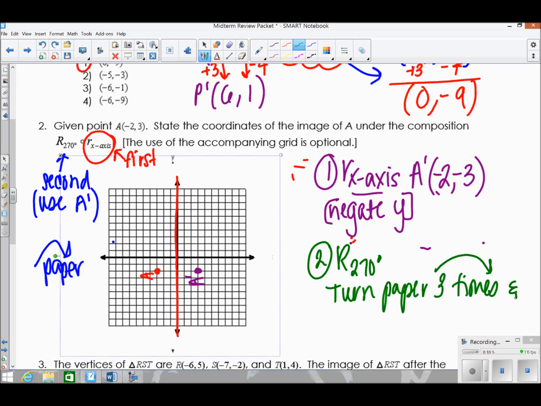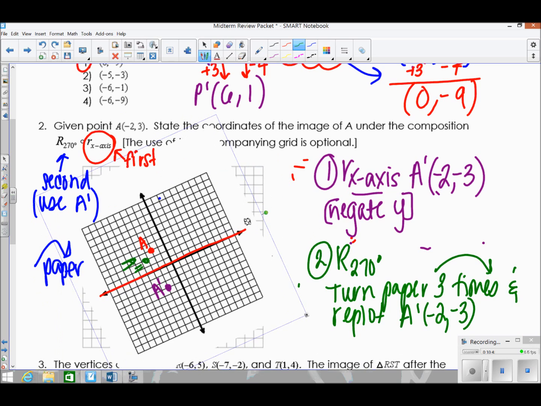And then what I do is I replot A prime, -2, -3. So I look at this picture, and this is my new x-axis, this is my new y-axis, and I go to -2, so -2, and down to -3, so 1, 2, 3. So I just pretend that this is my new graph, and I'm going to call that A double prime, and then we're going to turn our paper back.